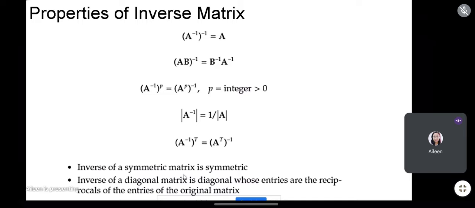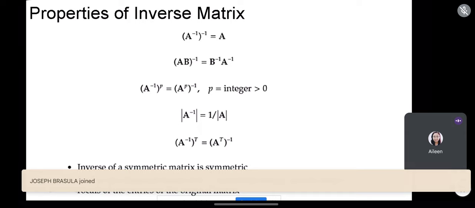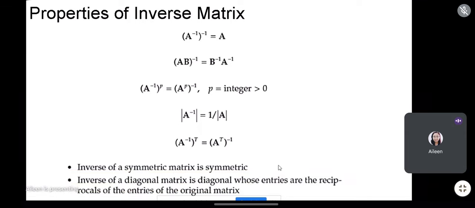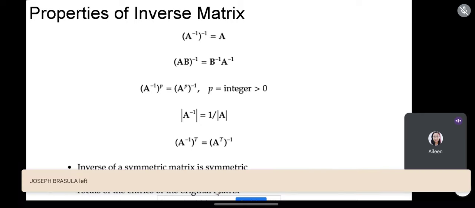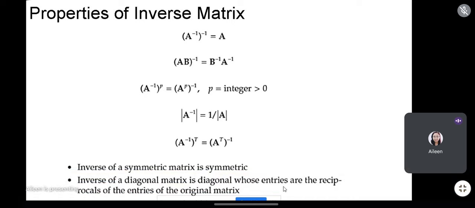So, the inverse of a symmetric matrix is always symmetric. The inverse of a diagonal matrix is diagonal whose entries are the reciprocals of the entries of the original matrix. Ano po? So, if you have a diagonal matrix, so ang kanyang inverse ay also the diagonal, i-reciprocate nyo lang yung entries nun sa original matrix.